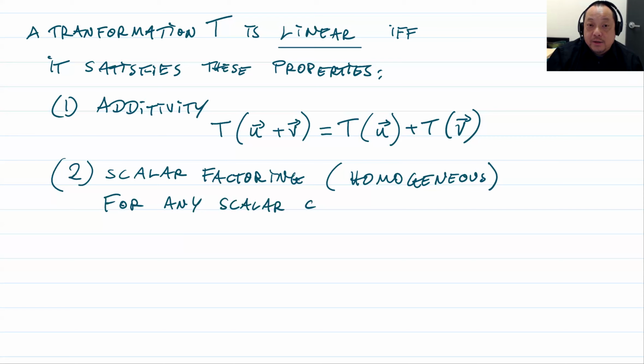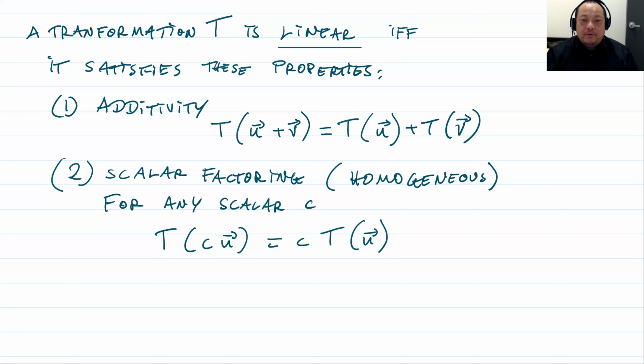And it says that for any scalar C, if I start out with a vector U and multiply it by C, I end up with a longer vector, or maybe shorter or opposite direction, but let's say longer. Then I transform this C times U and end up with some other vector over here. Well, this property says if T is linear, then I could have started with the original vector, transformed it first, and then multiplied later, and I should still get the same answer.